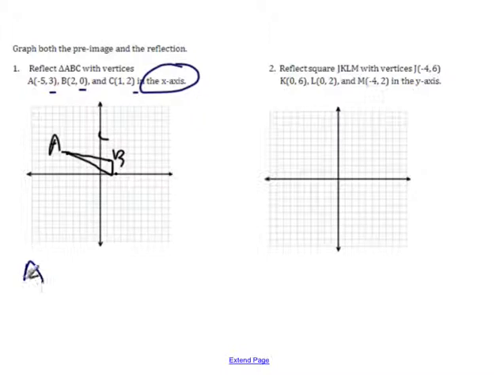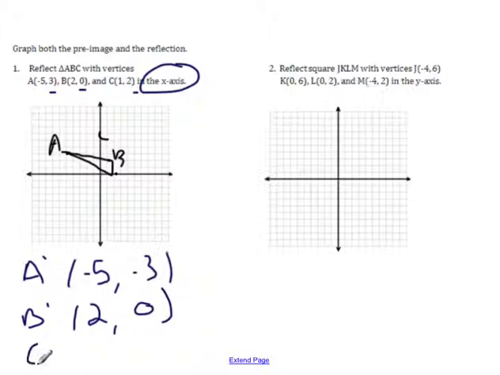When we do the image, we designate the image by writing A prime. So the image of A is going to be -5, and 3 times -1 is -3. The image of B is going to be 2, and then 0 times -1 is still going to be 0. So the image of B is the same as B. And for C prime, the 1 is going to stay the same, and 2 times -1 is -2.